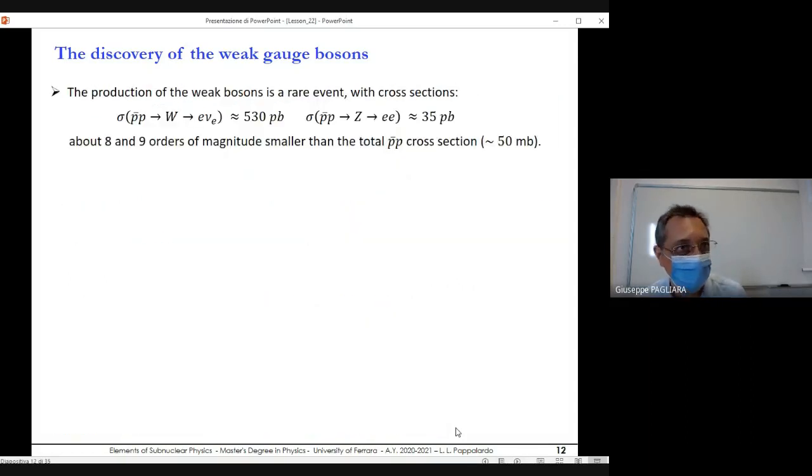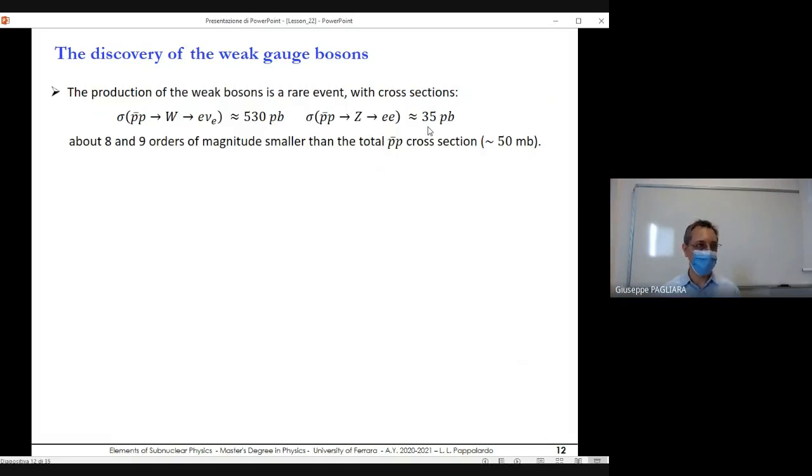These are very rare events. Okay, so the cross-section for the formation of a W or of a Z in a proton-antiproton collision is very small, in particular 530 picobarns for the W and an order of magnitude less for the Z, so only 35 picobarns for the Z. Okay, and this has to be compared with the total proton-antiproton cross-section, which is 50 millibarns. Okay, so it is essentially 8 or 9 orders of magnitude smaller than the total proton-antiproton collision cross-section. Okay. So in other words, these people had to look for extremely rare events over a huge background.